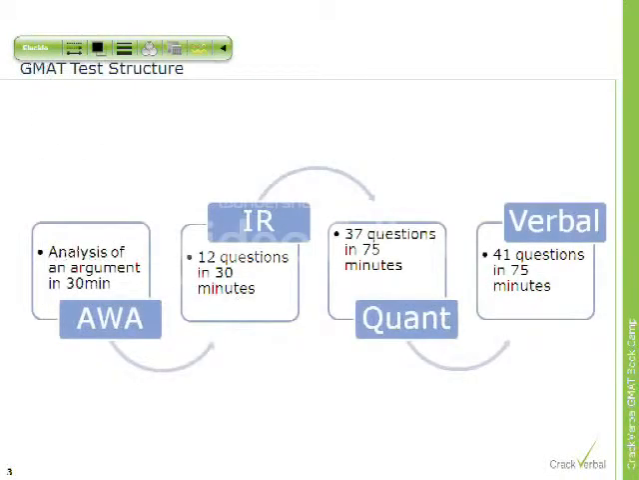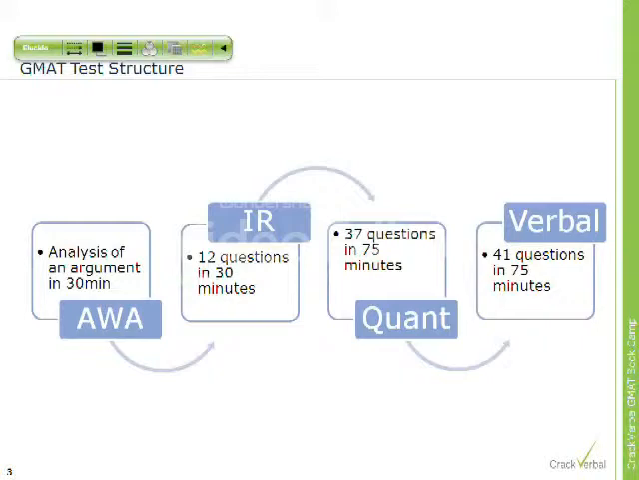Coming to the actual GMAT structure, it's very simple: 4 sections. First, AWA, which is an essay that you need to write on analysis of an argument. Not a big deal. If you are going to be doing critical reasoning, you will anyway cover analysis of an argument. You don't need to prepare for it separately. There are certain rules that you need to remember while writing an essay, and that's the only thing you need to remember. So 30 minutes gone in this.